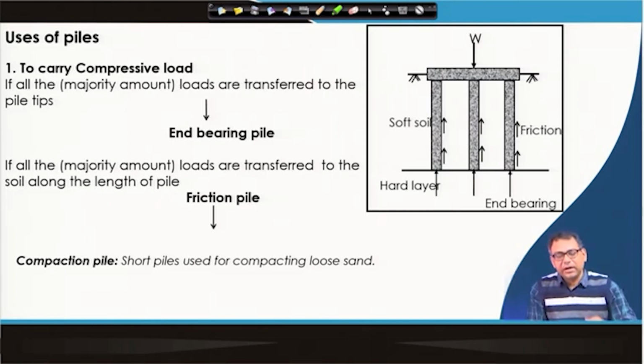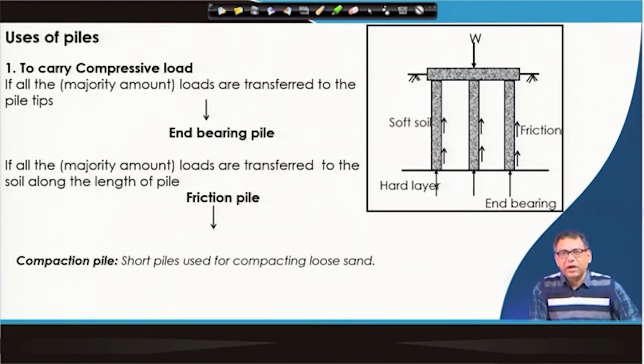When we talk about a pile under compressive load, the pile gets its resistance by two mechanisms: one is the skin friction and another is the tip resistance, or end bearing. Based on that, we can classify piles into two groups: the end bearing pile and the friction pile. If all or the majority of the load is transferred to the pile tip, then it is called a bearing pile. That means most of the load is taken by the soil below the pile tip, or most of the resistance the pile gets is from the tip or the bearing.